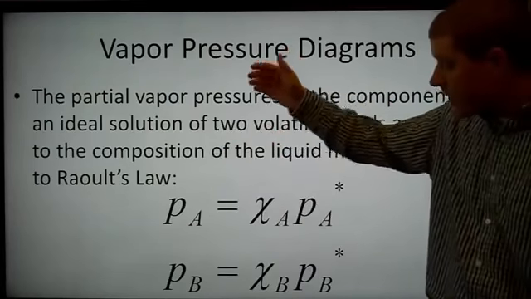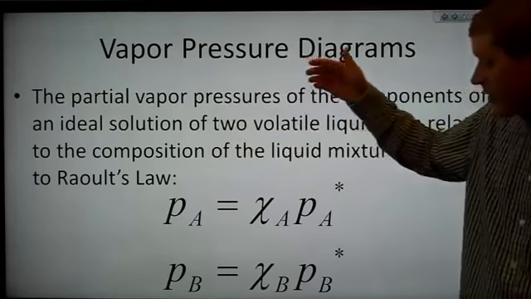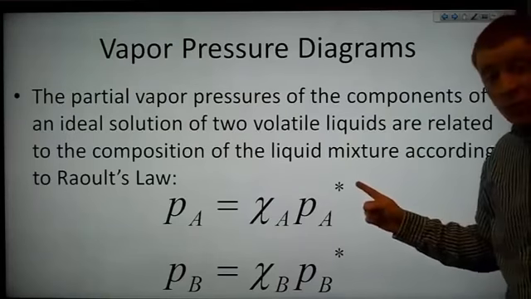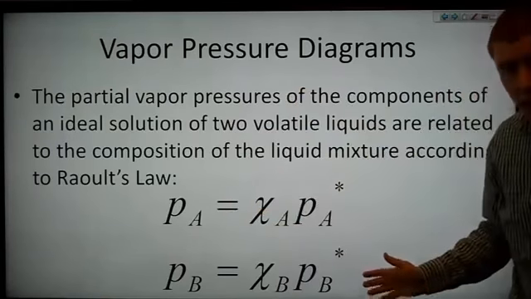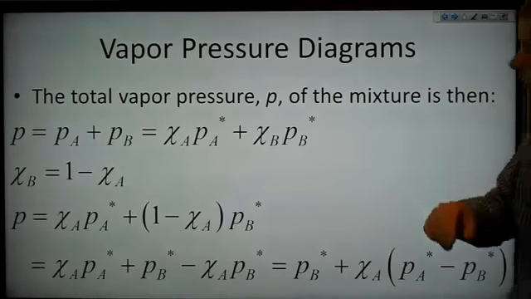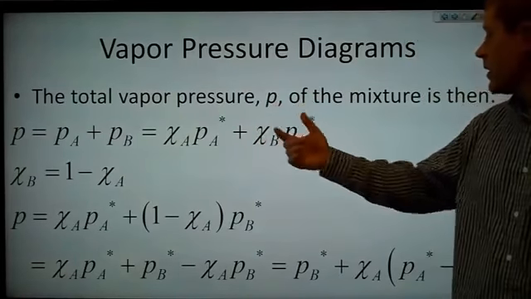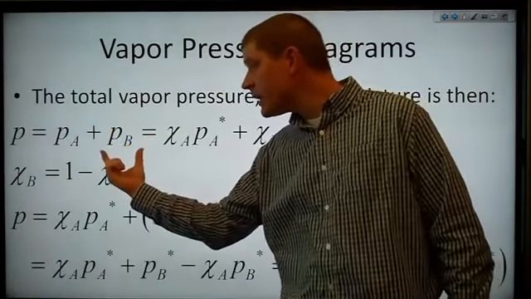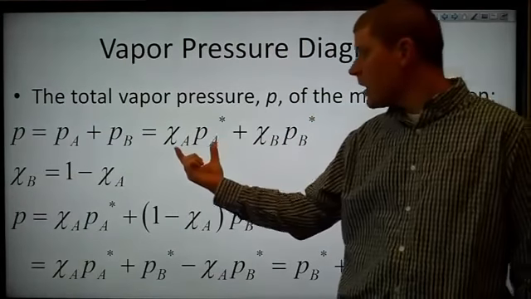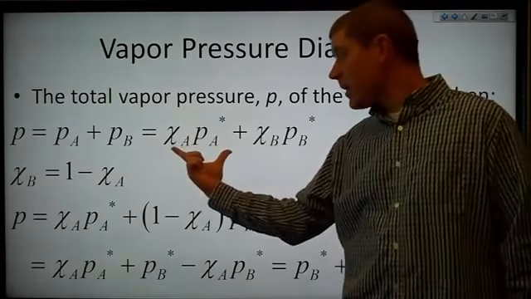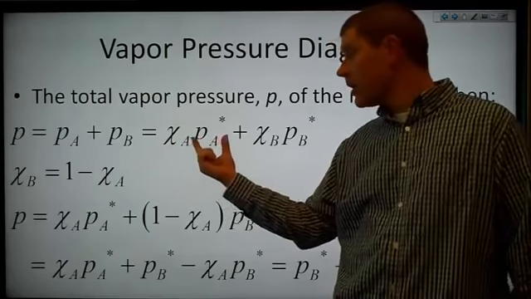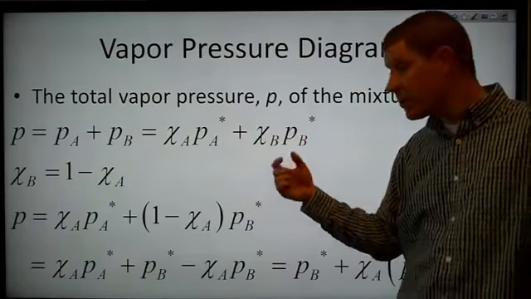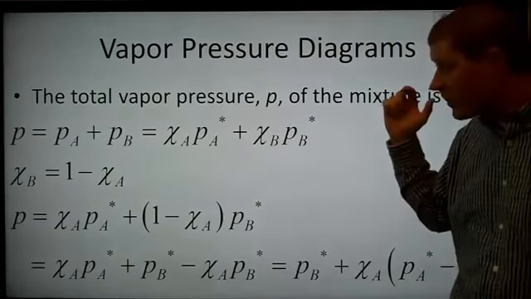Raoult's law says that the vapor pressure of component A is equal to the mole fraction of component A times the vapor pressure of component A while it's pure, and a similar expression for component B. So the total vapor pressure, P, of the mixture is the sum of the two, so P is equal to the vapor pressure of A plus the vapor pressure of B in solution. And from the last slide, that means we have this expression: the mole fraction of A times the vapor pressure of A when it's pure plus the mole fraction of B in the mixture times the vapor pressure of B when it's pure.